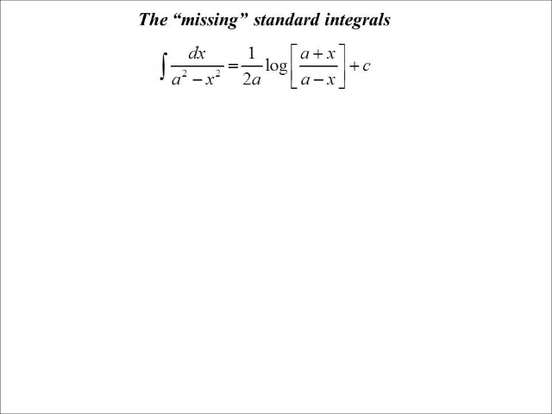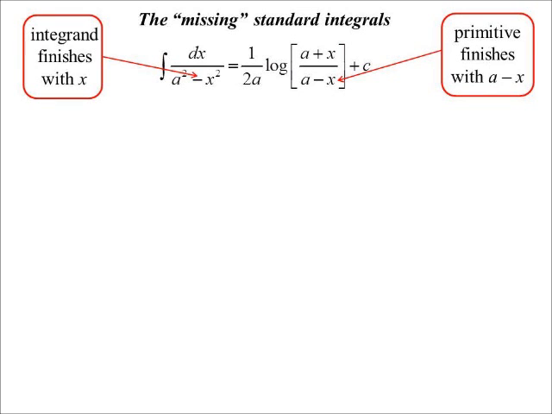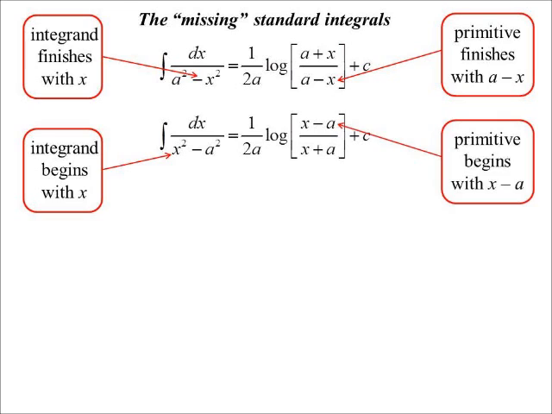So as I say, the missing standard integrals that come in handy. Okay, 1 on 2a log a plus x. So if the integrand finishes with the x, then the primitive finishes with the x, a minus x. There's the other one. If the integrand begins with the x, then the primitive begins with the x minus.